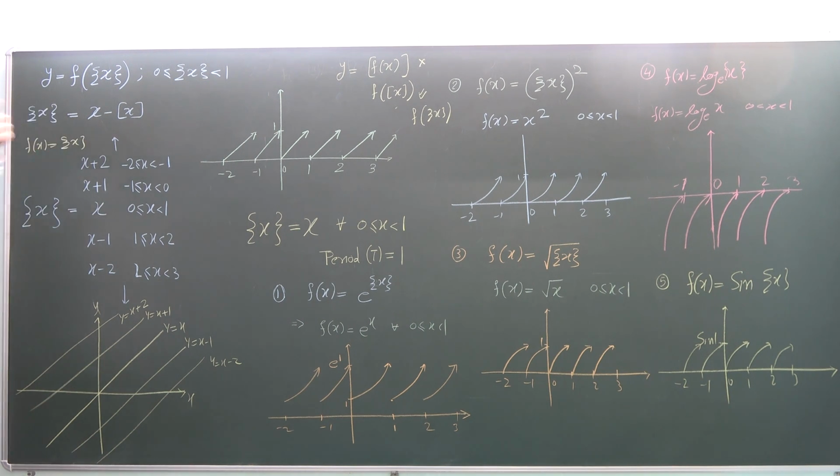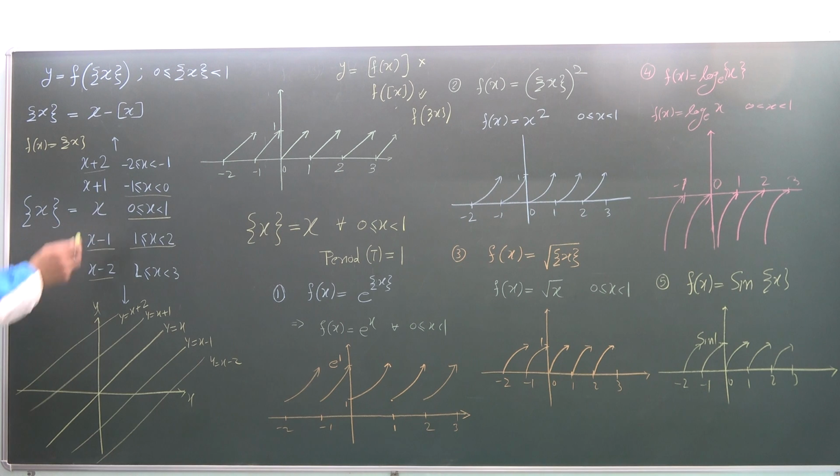Now, the fractional part of x equals x minus the integer part of x. Suppose my x lies between 0 and 1, which means the greatest integer of it is 0. So the fractional part of x equals x. If my x belongs to 1 to 2, then the greatest integer is 1 and the fractional part of x equals x minus 1. If x belongs to 2 to 3, then x minus 2. Likewise, between minus 1 and 0, this is x plus 1, and between minus 2 and minus 1, x plus 2. So we have categorized the definition of the fractional part of x in terms of different domains of x.